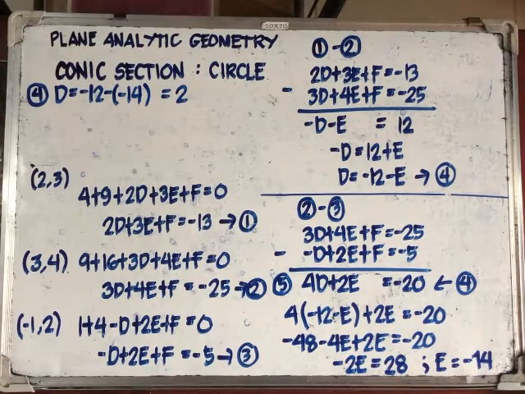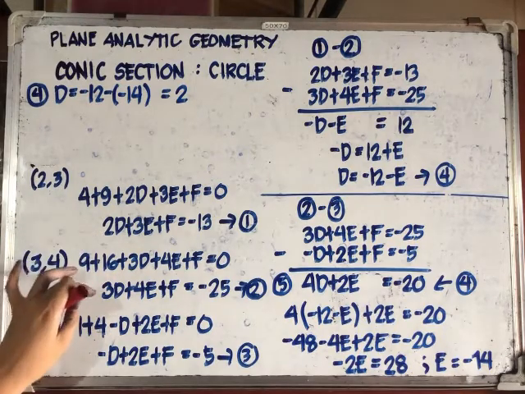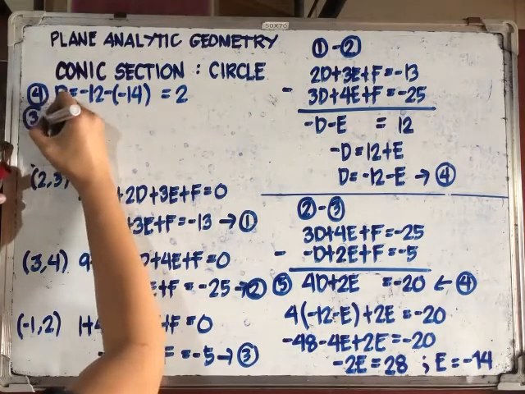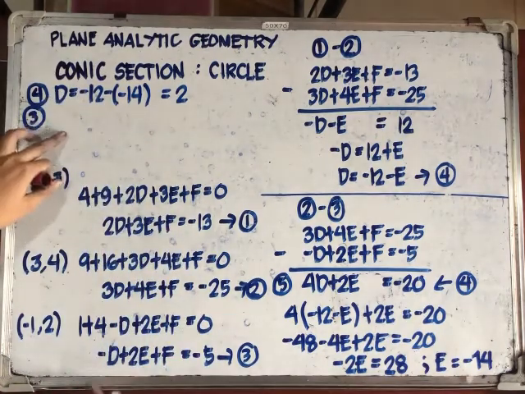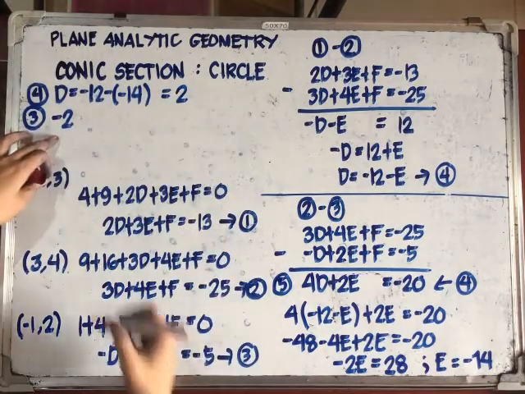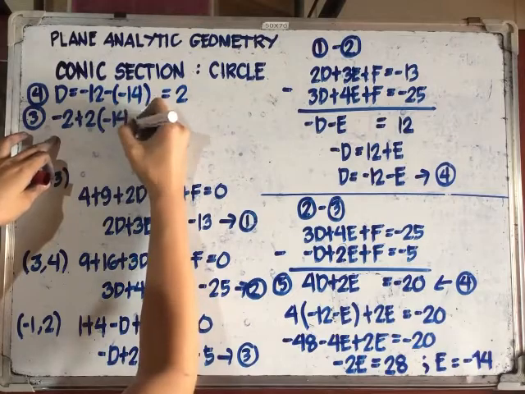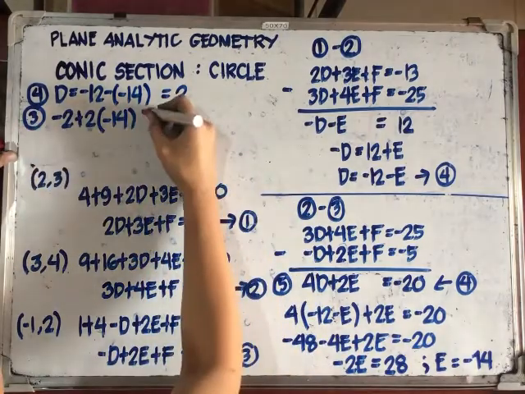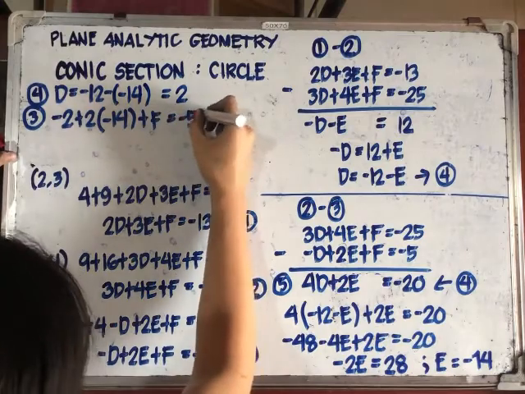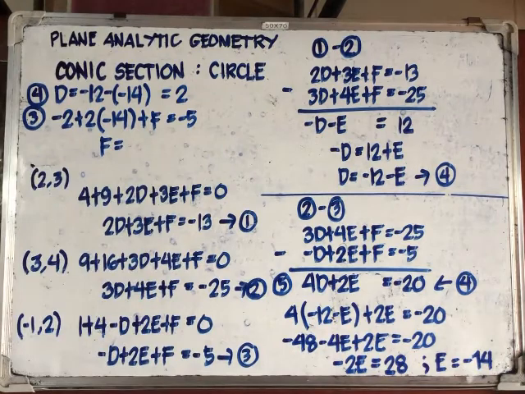And pili lang tayo ng kahit anong letters, kahit anong equation from equation 1, 2, and 3 na pwede nating pag-substitutan. Let's have it as equation 3. Okay? We have here a negative D, which is negative of this 2, plus 2 times your E na negative 14, plus F, which is unknown pa, equal to negative 5. So, help me compute for F.